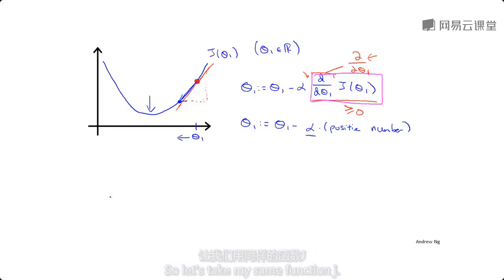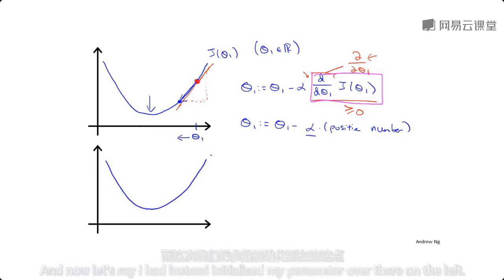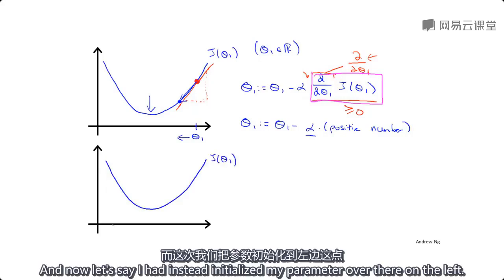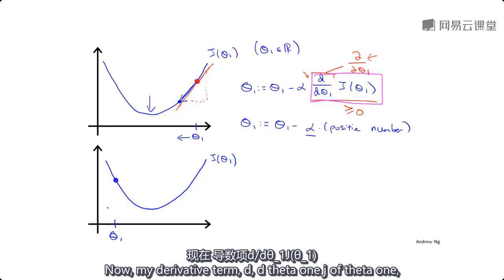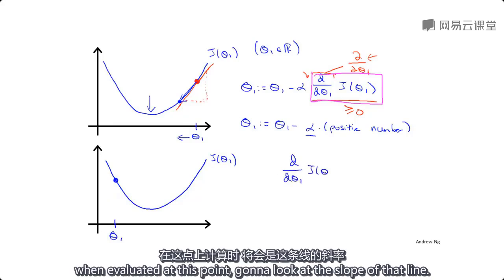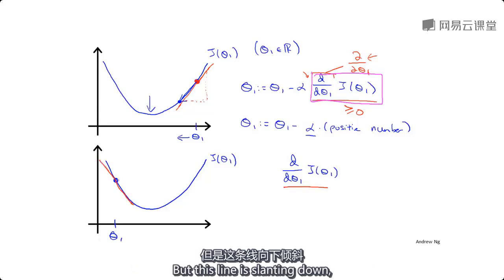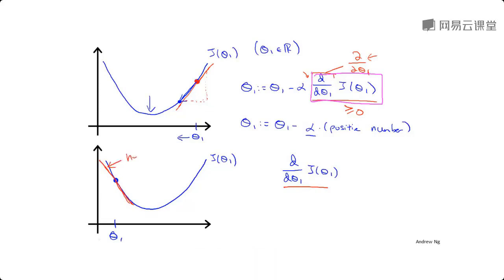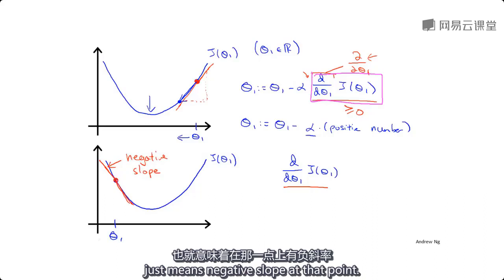Let's look at another example. Let's take my same function J and draw the same function J of theta 1. Now let's say I had instead initialized my parameter over there on the left, so theta 1 is here, at that point on the surface. Now my derivative term, d/d theta 1 of J of theta 1, when evaluated at this point, is the slope of this line. But this line is slanting down, so this line has negative slope. Alternatively, I say that this function has negative derivative, which just means negative slope at that point.